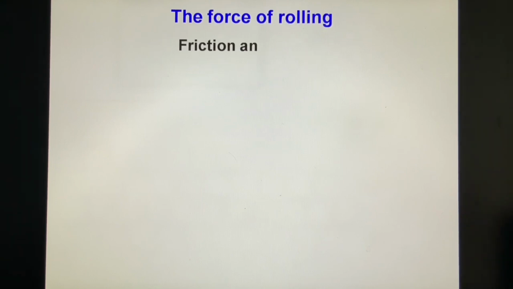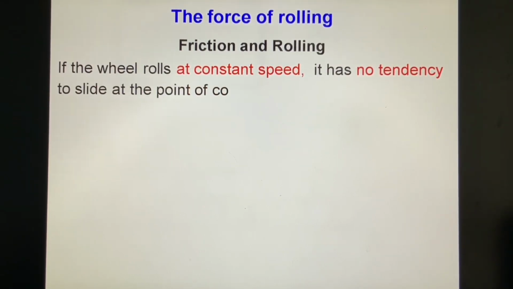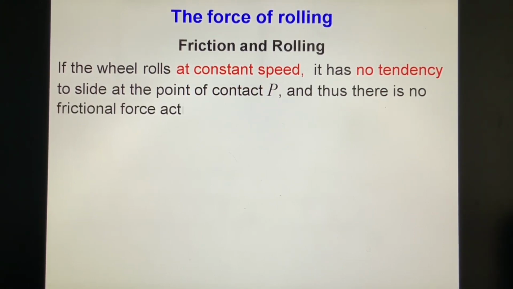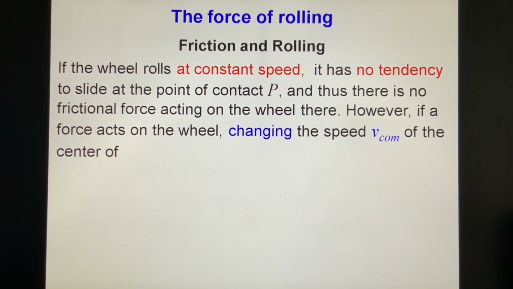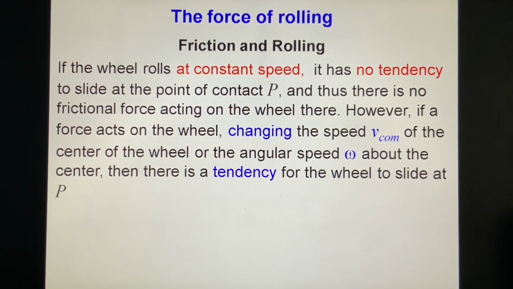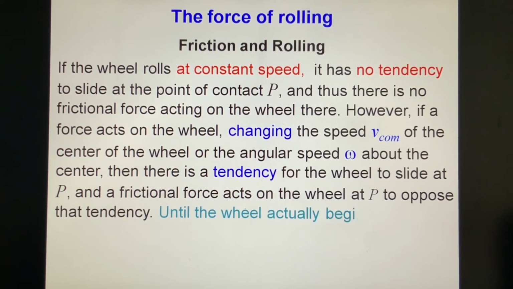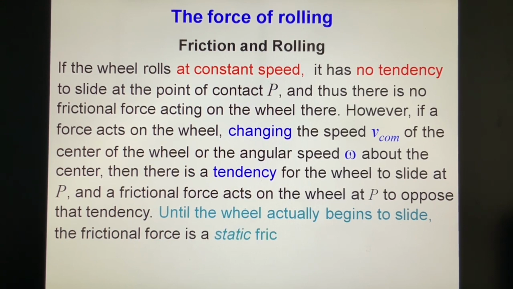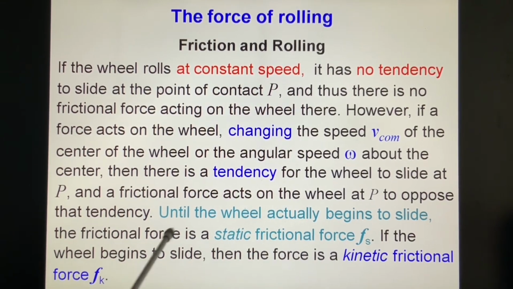The force of rolling: friction and rolling. Rolling, you must have a friction. If the wheel rolls at constant speed and has no tendency to slide at the point of contact P, there's no frictional force acting on the wheel there. However, if a force acts on the wheel changing the speed v_com of the center of the wheel or the angular speed omega about the center, then there's a tendency for the wheel to slide at P, and a frictional force acts on the wheel at P to oppose that tendency. Until the wheel actually begins to slide, the frictional force is a static friction force, f_s. If the wheel begins to slide, then the force is a kinetic friction force, f_k.